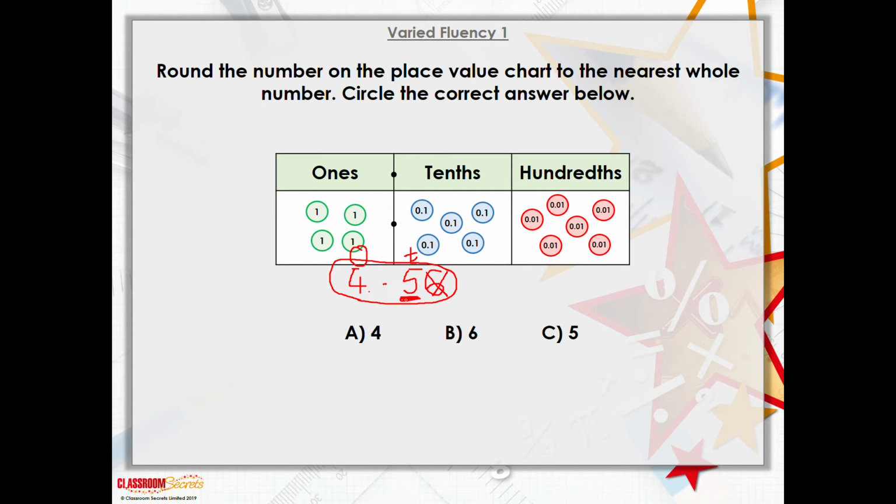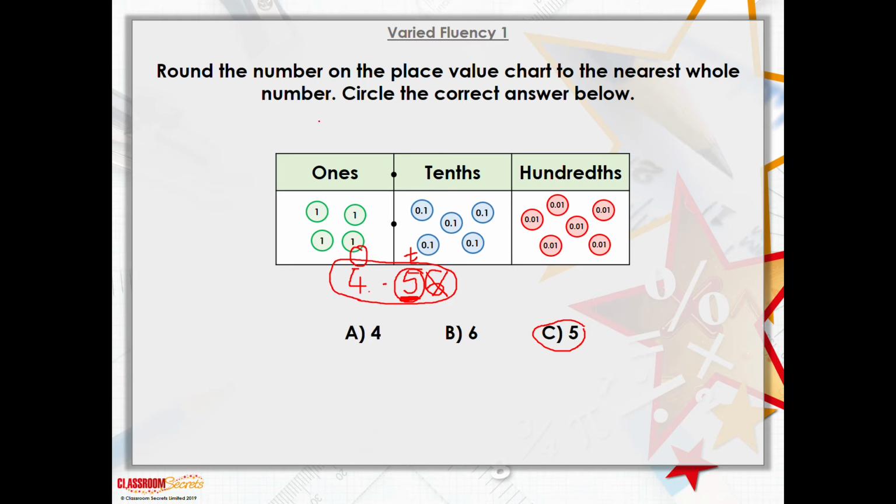Now remember the rule for rounding. If the digit in the column that you're looking at is 5 or more, you round up. If the digit is 4 or less, you round down. So because we have a 5 in the tenths column, we're going to round up. So 4.56 rounded to the nearest whole number would be 5. Because if we've got 4.5 and we're rounding it up, then the next one is 5.